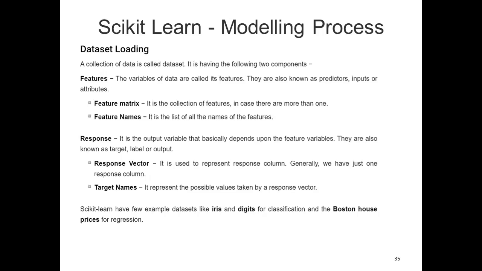So the response basically depends upon the feature variables. The response is also called the target, label, or output. The response vector is used to represent the response column, and the target names represent the possible values taken by the response vector. So we may have more than one feature and one output column.